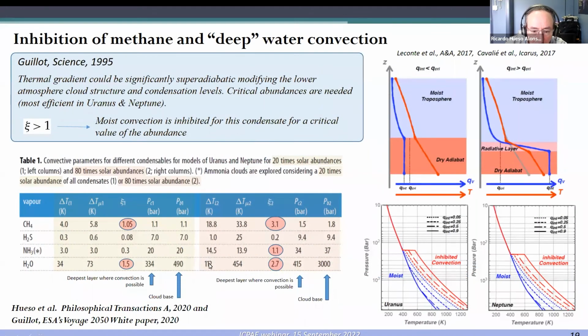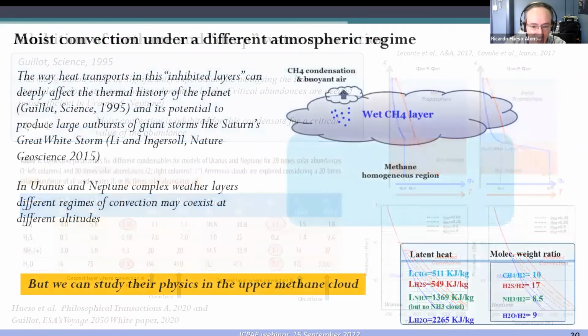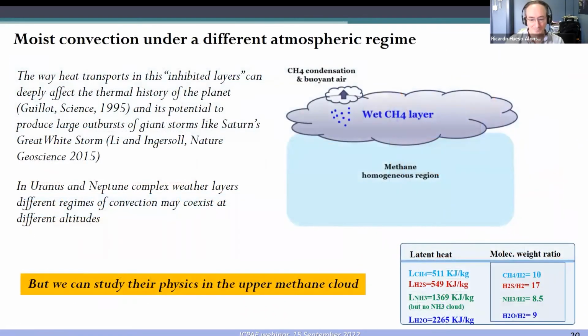And this inhibition of moist convection is going to produce also sharp changes in temperatures in these atmospheres, depending on the model that you want to use or the model that you want to play with. And this is going to change the density, the gravity, the behavior of the atmosphere, how you communicate condensables from one deep cloud to another. So lots of interesting physics going on in these planets.